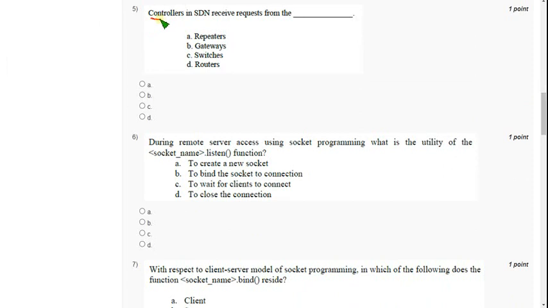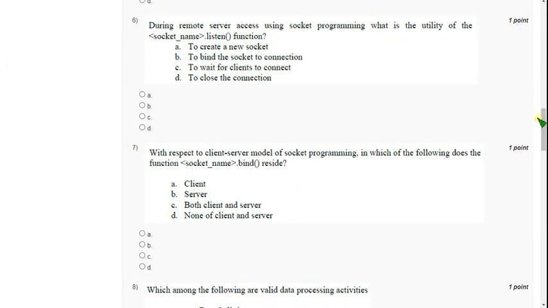Fifth question, controllers in SDN receive request from the dash. So for the fifth question, the answer is option C, switches. Moving on to the sixth question, the answer is again option C, to wait for clients to connect, dot listen function here. So mark option C.